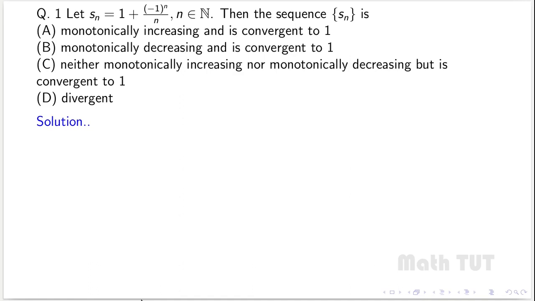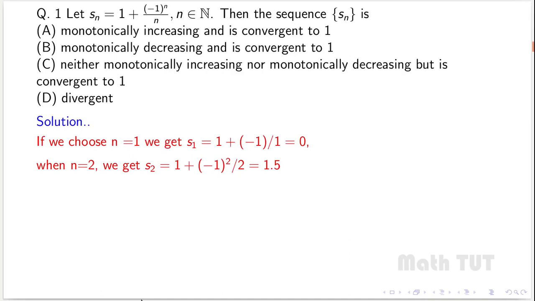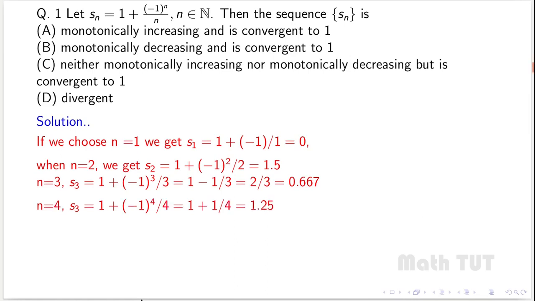If you just list out, for example, for n equal to 1, you can find that S1 is 0, and if you put n equal to 2, you get S2 as 1 + (-1)^2 / 2, which is 1.5, and if you put n equal to 3, you can see S3 is 1 + (-1)^3 / 3, which is in fact 0.667, and S4 is 1.25. So it's like an oscillating sequence.